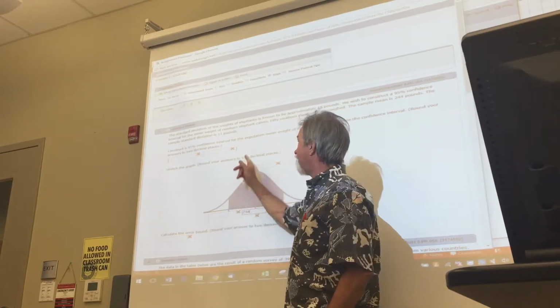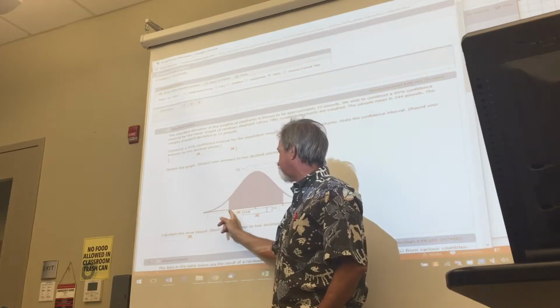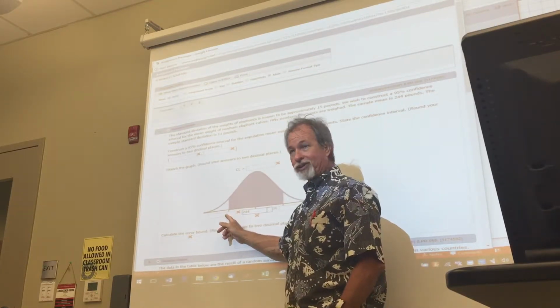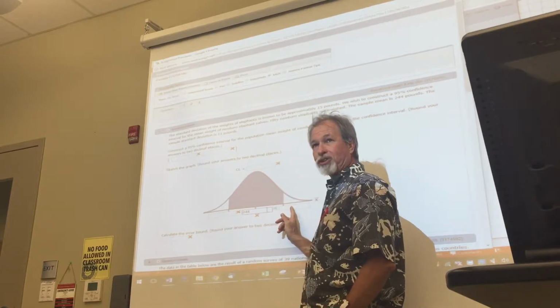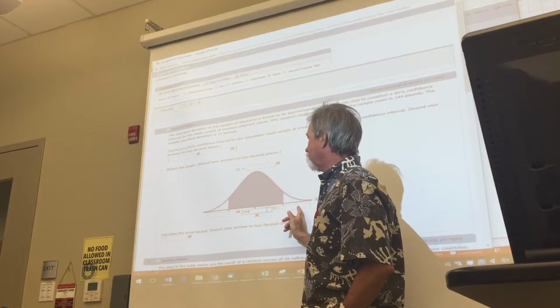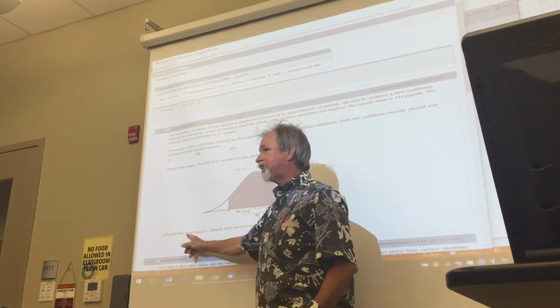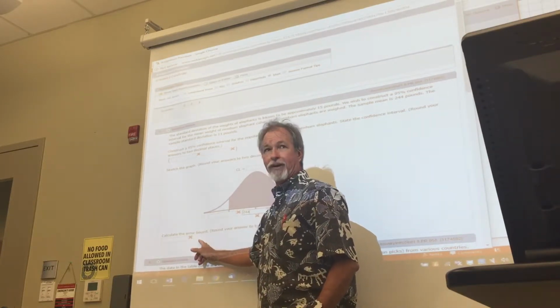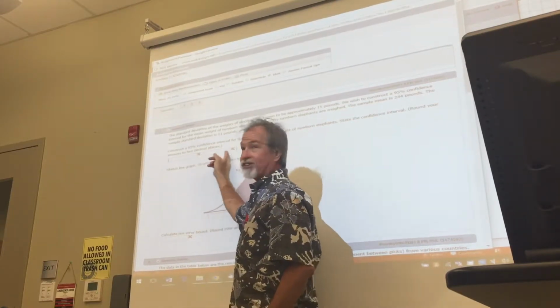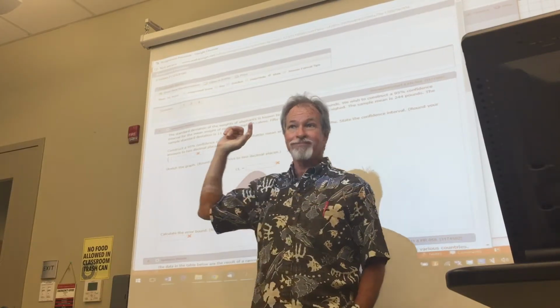We're constructing a confidence interval, so the number that goes down here is going to be the lower bound. The number that goes here is going to be the upper bound. And to get the lower bound and the upper bound, we need the error bound. So I need to calculate this before I actually do this top part.